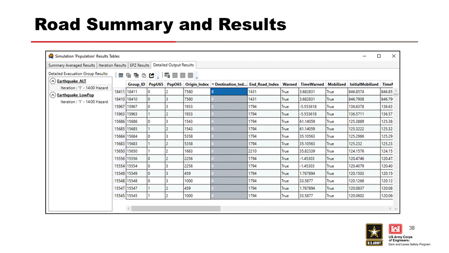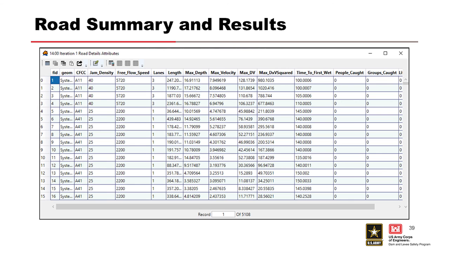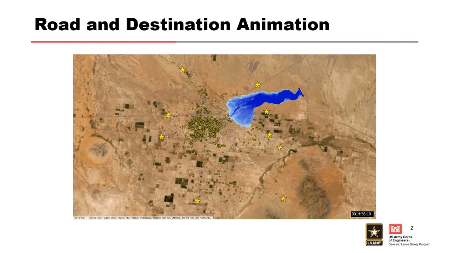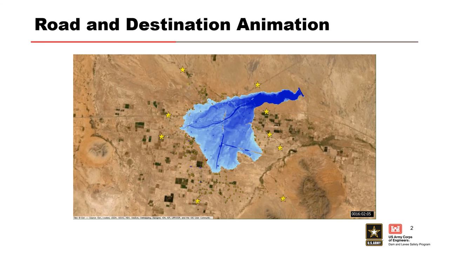Here is another example. This is an example of road and destination.